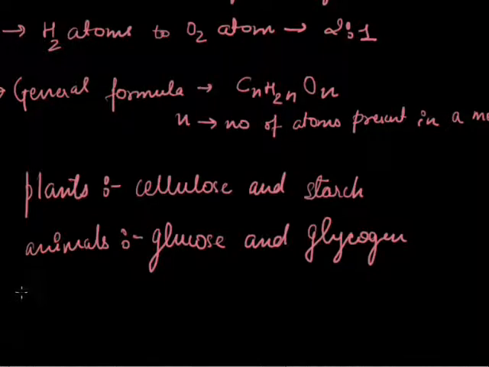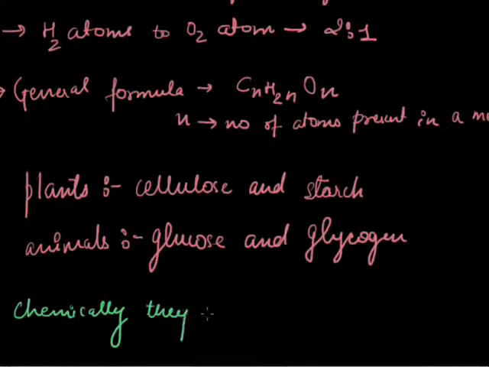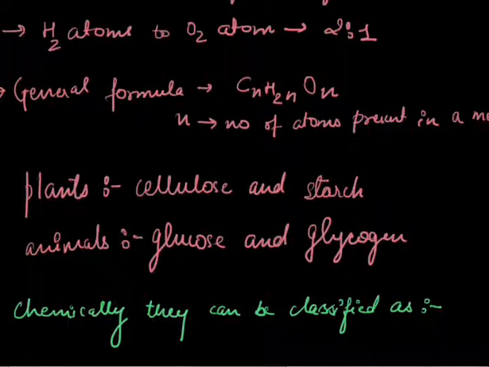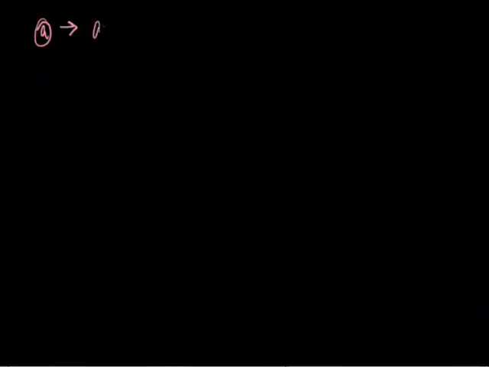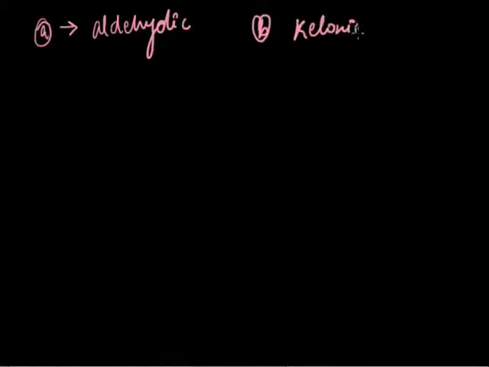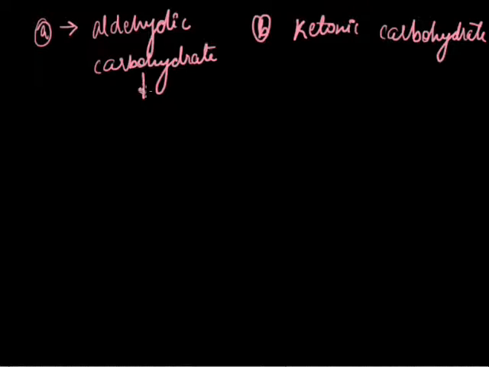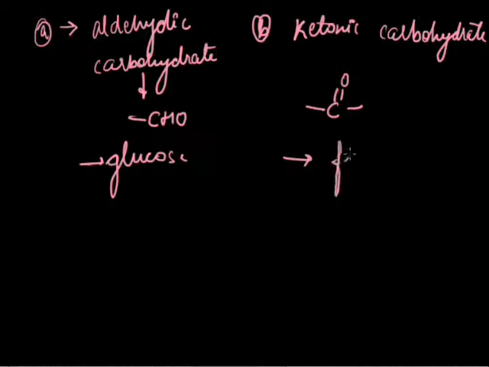Now coming to the classification of carbohydrates, chemically they can be classified under two headings. One is aldehydic carbohydrate, and the second is ketonic carbohydrate. Here the functional group is aldehydic and here the functional group is ketonic. An example of aldehydic sugar is glucose, and of ketonic sugar is fructose.